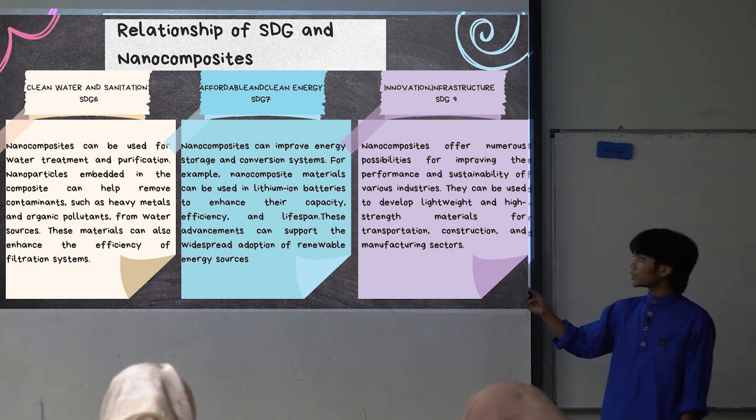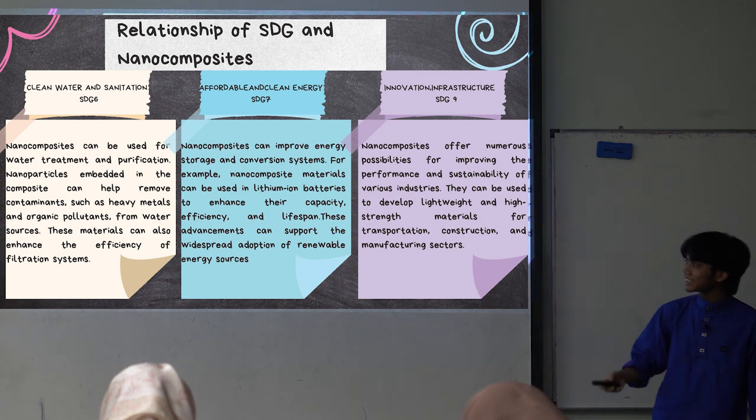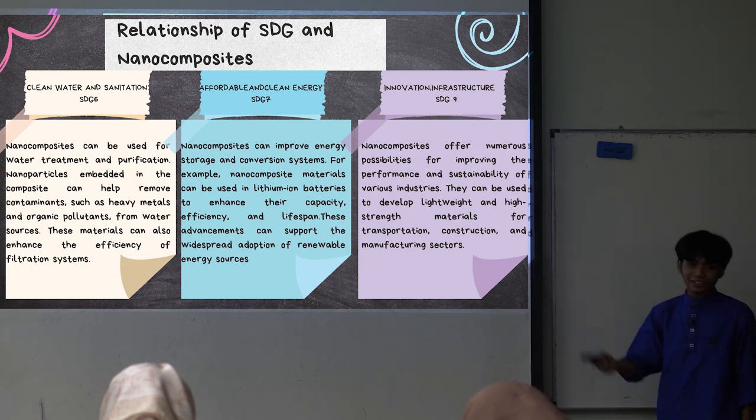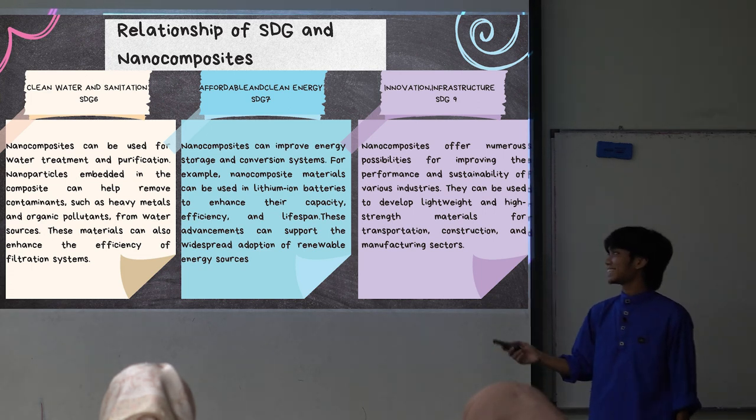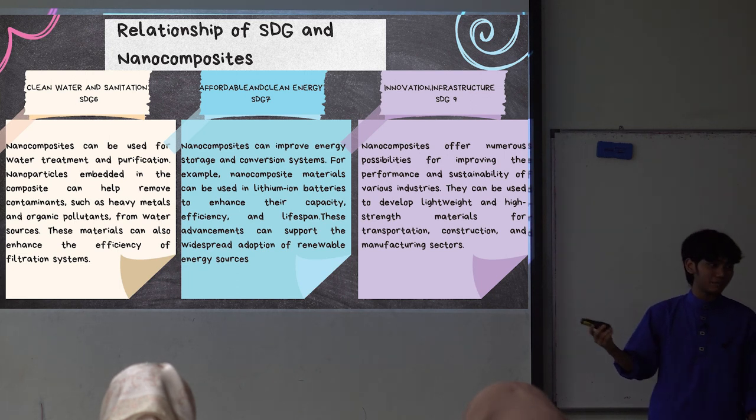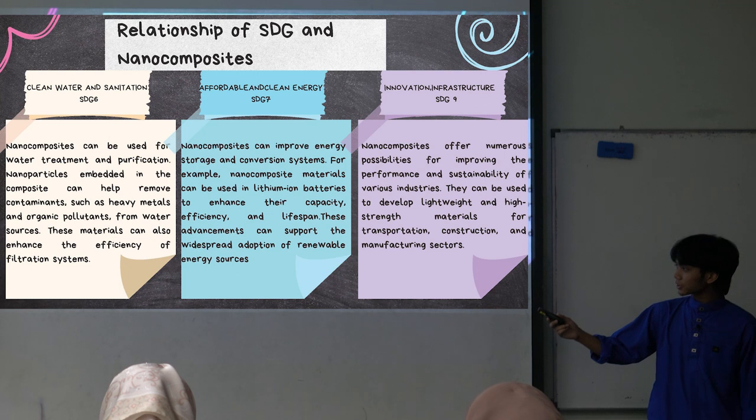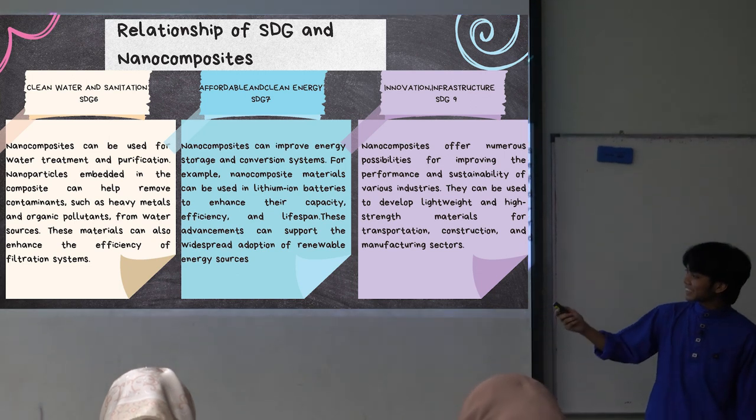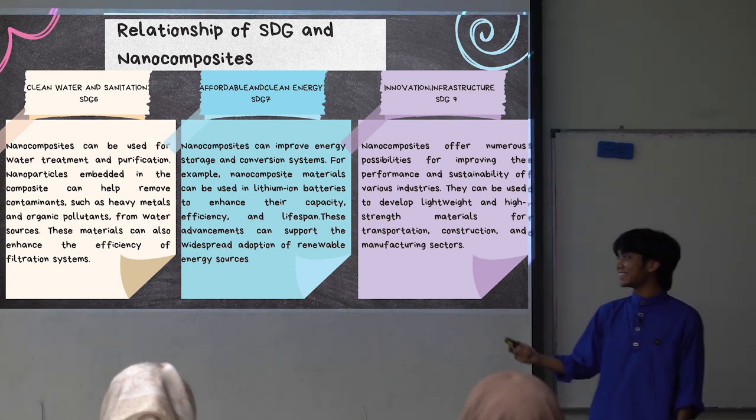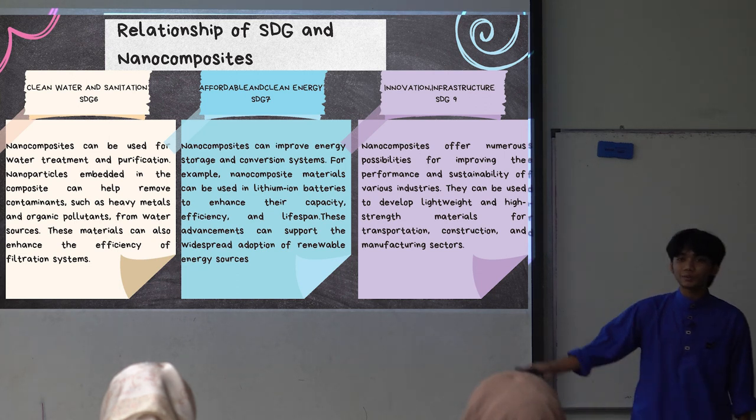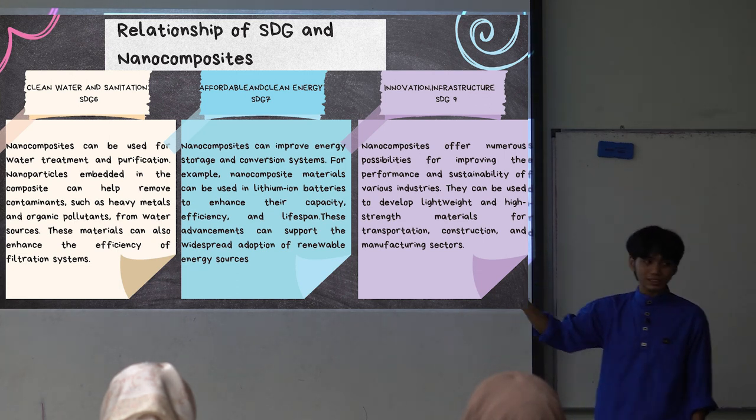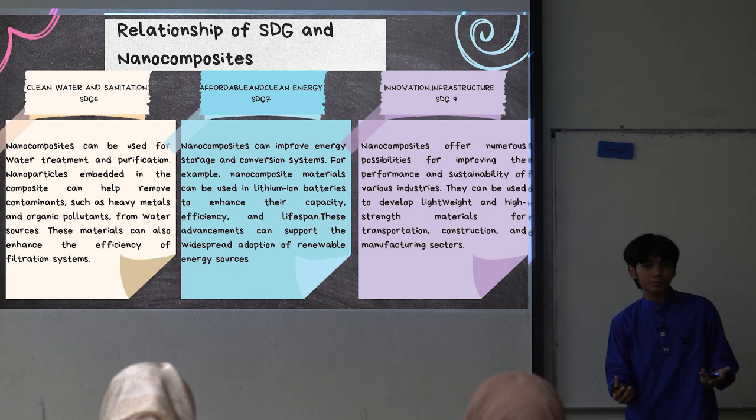Nanoparticles embedded in composite can help remove contaminants such as heavy metals and organic pollutants from water sources. These materials can also enhance the efficiency of filtration systems. So through clean water and sanitation, we can get affordable and clean water.